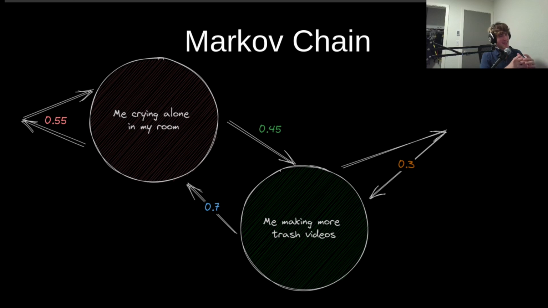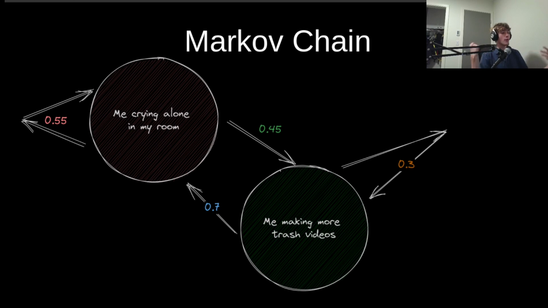What does that mean exactly? Well, for instance, we have two events in this state machine. We have me crying alone in my room, and we have me making more trash videos. But notice that when I'm just crying alone in my room, the probabilities don't depend on me making more trash videos at all. There's always a 45% chance I'm going to be making more trash videos, and always a 55% chance that I'm going to just stay crying alone in my room.